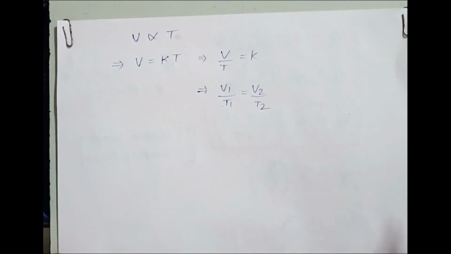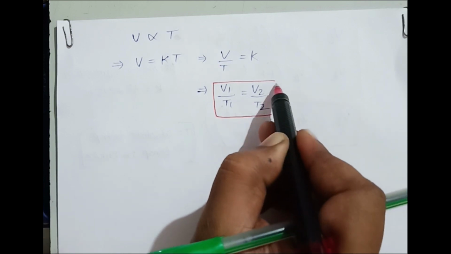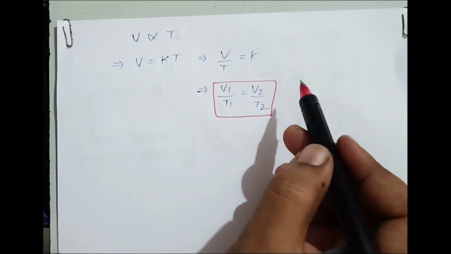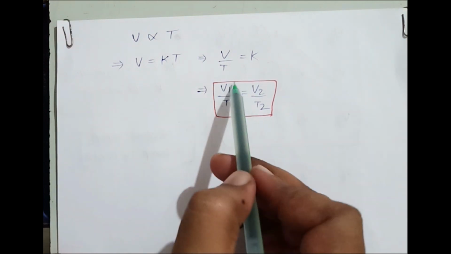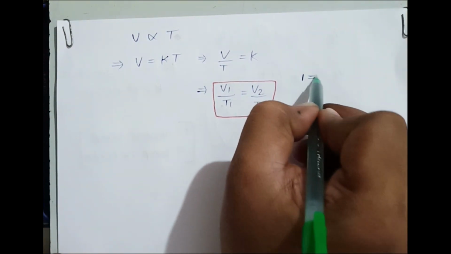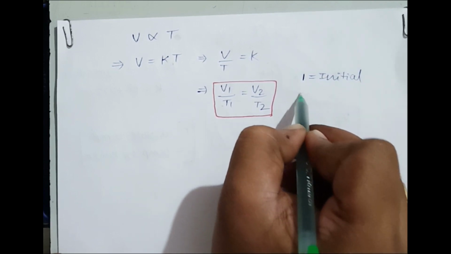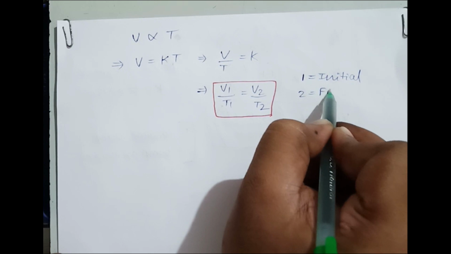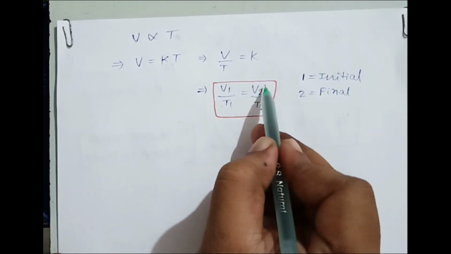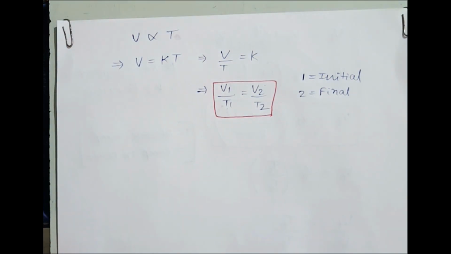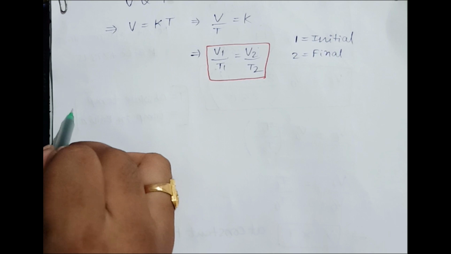Yes, this formula we use in Charles law numericals, where V1 and V2 are initial and final volume, and T1 and T2 are initial and final temperature. So 1 stands for initial condition and 2 stands for final condition. Okay, initial volume, initial temperature, final volume, final temperature. That's fine. Now we have to draw the graph. Yes, that's point number 2.